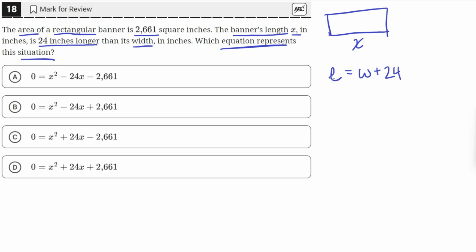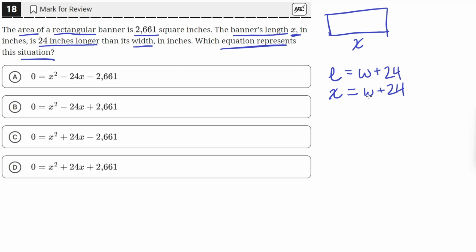And this quantity, length, they notate it as x, so we can replace the length with x. So we have x equals w plus 24. Now in our diagram up here, we're told that the length is equal to x, and the other side is the width. And what we want to do is represent the other side in terms of x as well.